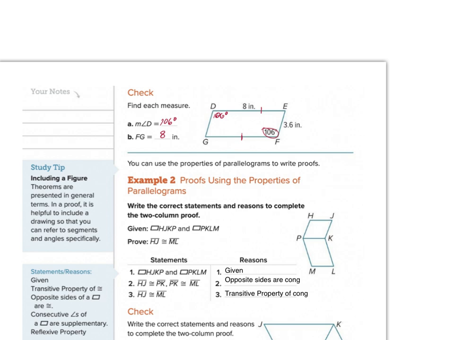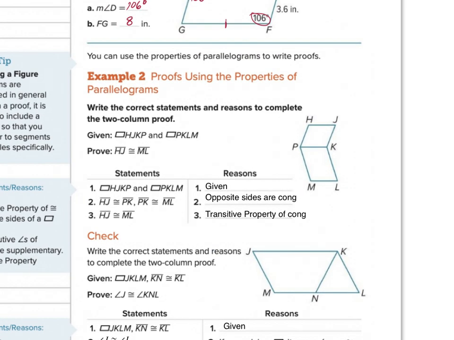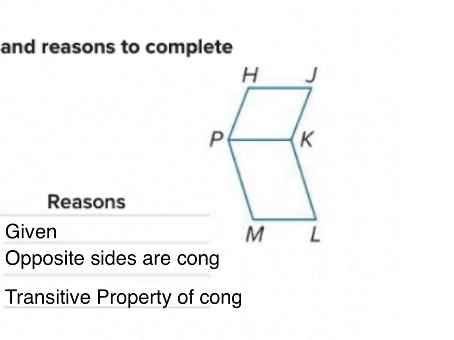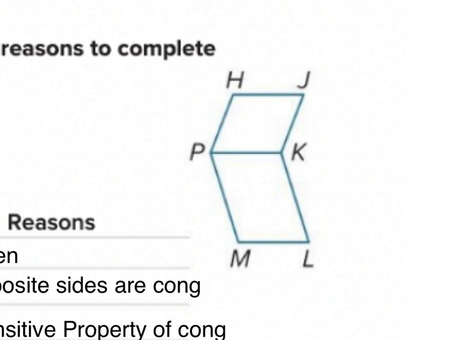Now, proofs. We aren't going to do proofs, it's not required. But let's think. They want to prove that HJ is congruent to ML. And it tells me that, given that HJKP is a parallelogram and PKLM is a parallelogram. Okay, so just understanding what that means and using that information. If they're parallelograms, I know that opposite sides are congruent.